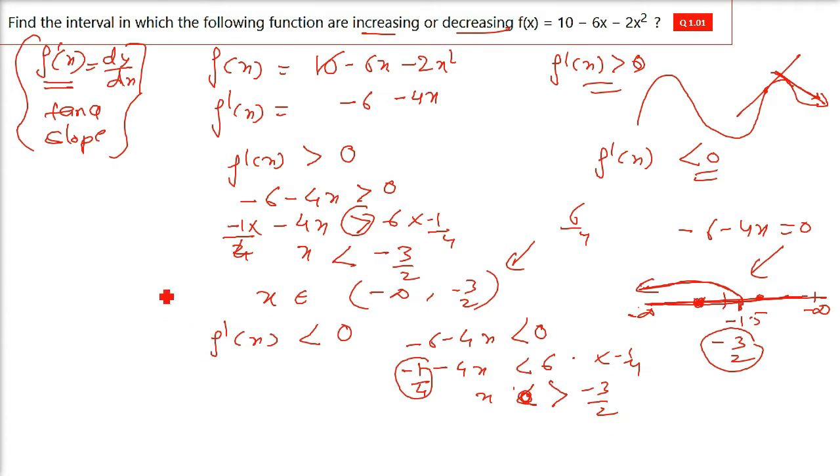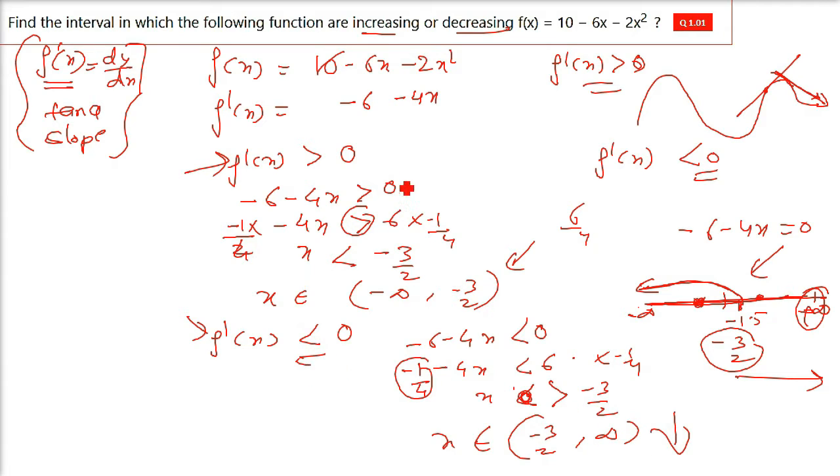So anything which is greater than negative 3 by 2, all those points, the function will be decreasing. If you start with negative 3 by 2, you will go up to positive infinity. So x will belong to minus 3 by 2 till infinity. In this interval it is decreasing. So it is increasing and decreasing in these intervals respectively.